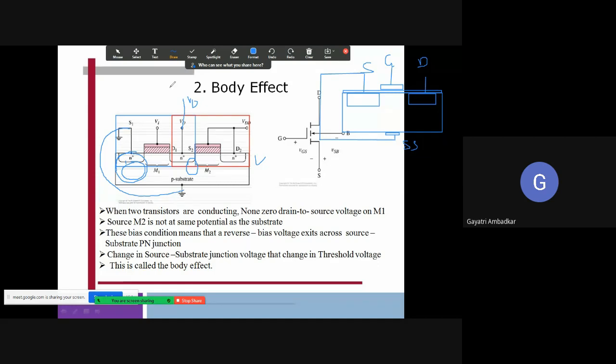So because of this, what happens? The source substrate junction of MOSFET 1 is at different potential and the source substrate junction of MOSFET 2 is at different potential. Now, if you remember, we have defined one parameter called VT, threshold voltage. What is that? Somebody please tell me what is VT, threshold voltage?